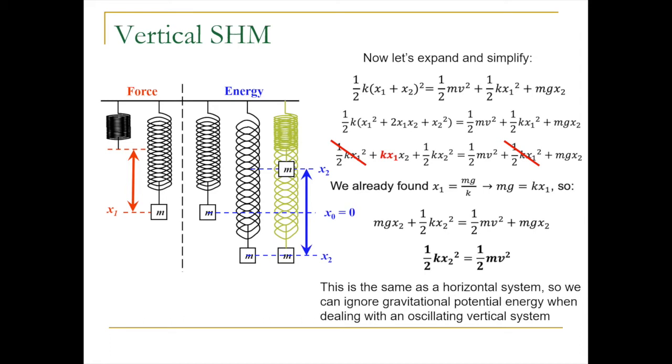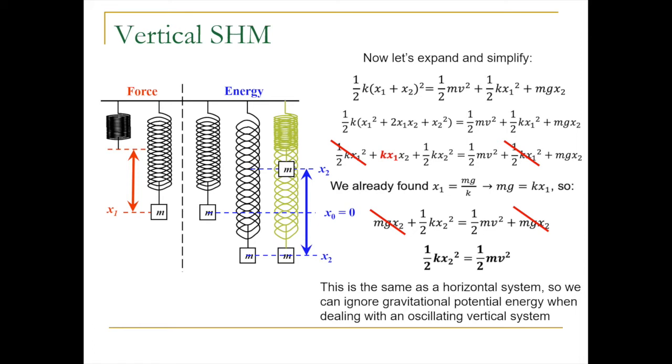Now I've highlighted the kx1 because we will recall that when we left the system stationary, we actually derived an equation where x1 was equal to mg over k. Well, if we take that now and we reorganize it so that it is k times x1, we can now substitute in mg for kx1, and what we have are two more terms on the left and right side of the equation that will also cancel out. And what we end up with is 1/2 kx2 squared is equal to 1/2 mv squared.